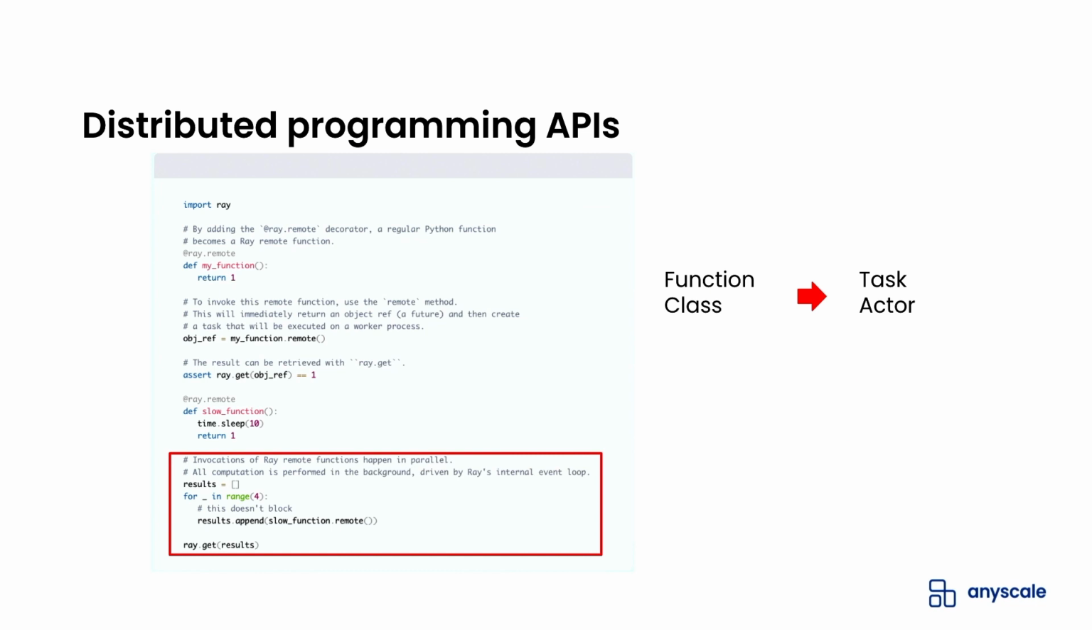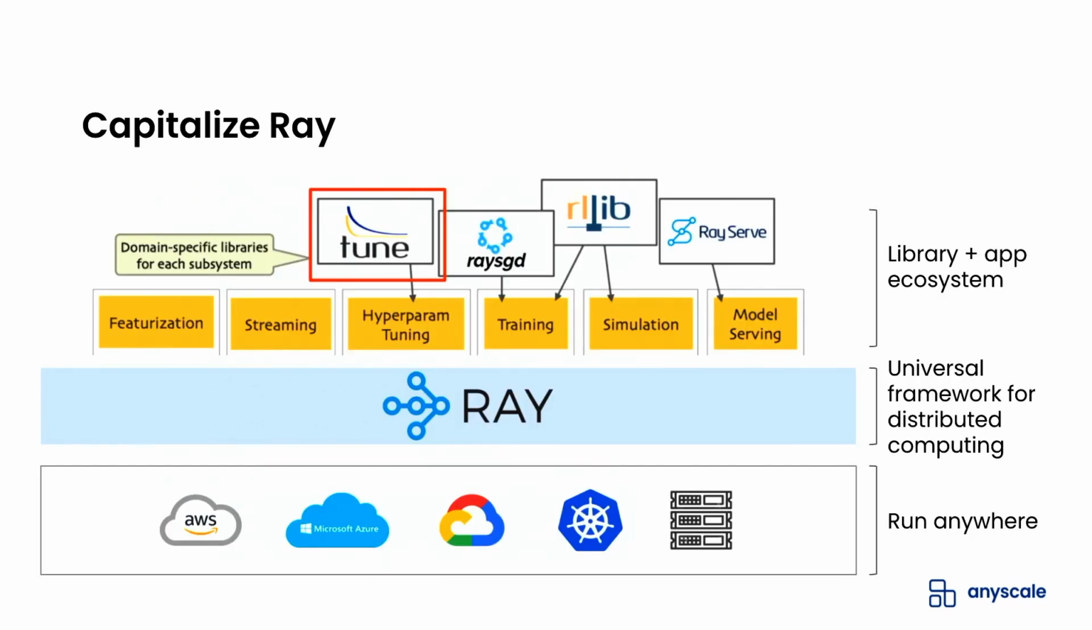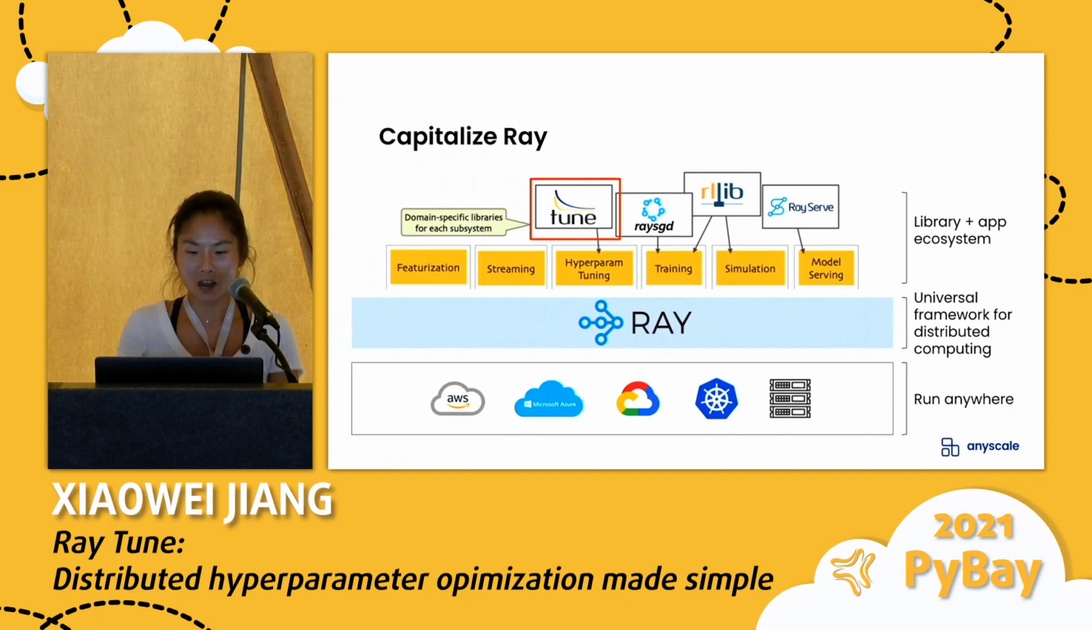OK, so given this kind of distributed programming API, let's look at how it supports all kinds of distributed applications on top of Ray. One thing I noticed that is really unique about Ray is that Ray can build an end-to-end distributed platform. For example, in the context of machine learning, we can build featurization, hyperparameter tuning, training, and model serving all on Ray.